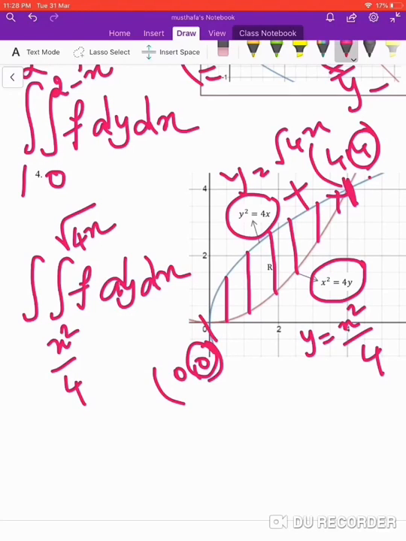Now the line moves from the left side to the right side. When we start at left side, the value of your x is 0. When we stop, the value of your x is 4. And this is the limit for the order of integration.